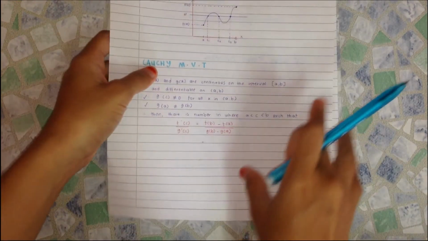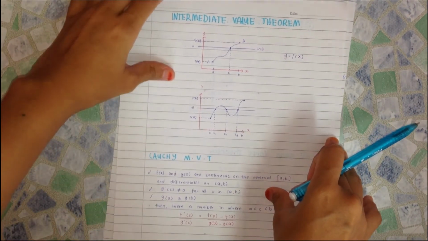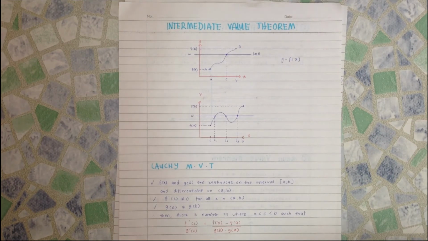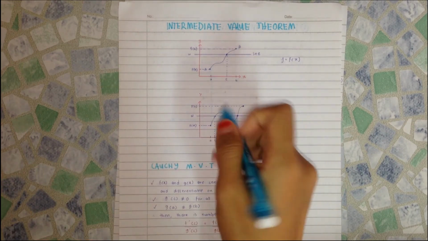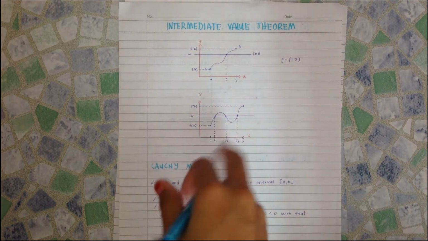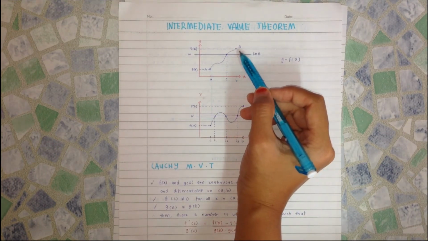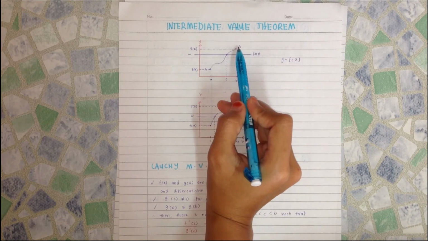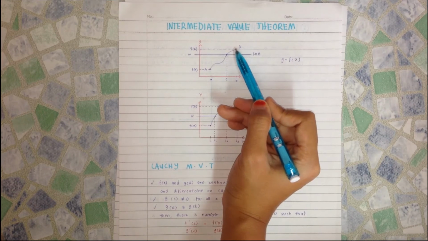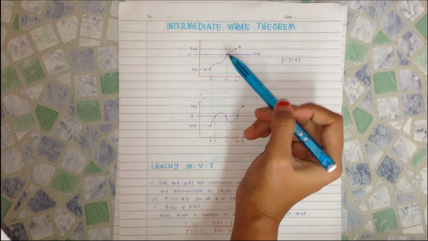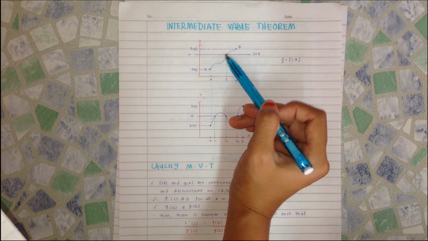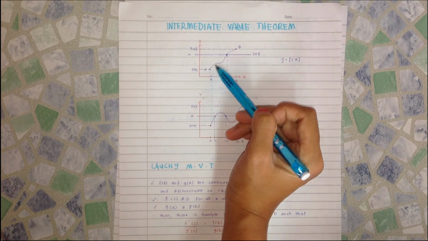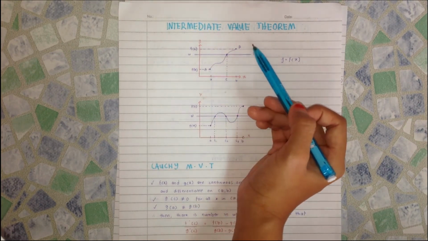The third theorem is the intermediate value theorem. The idea behind this theorem is that when we have 2 points connected by a continuous curve, where one point is below the line and one point is above the line, then there will be at least one place where the curve crosses the line, which is here. The curve must be continuous.